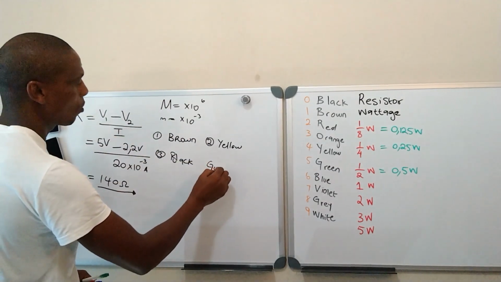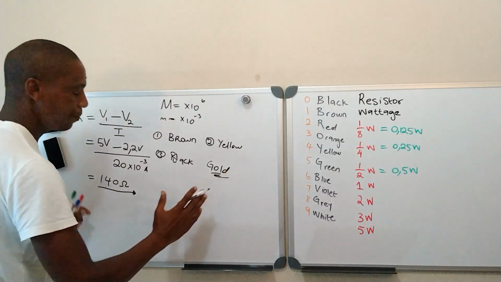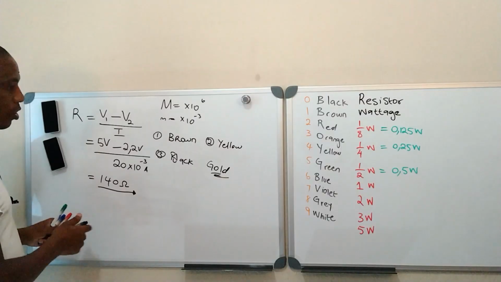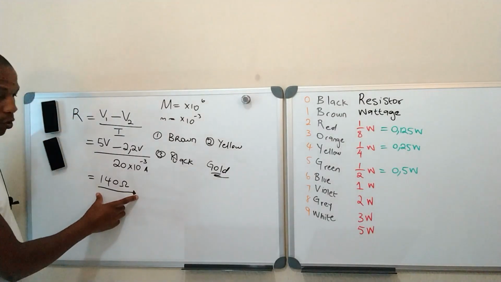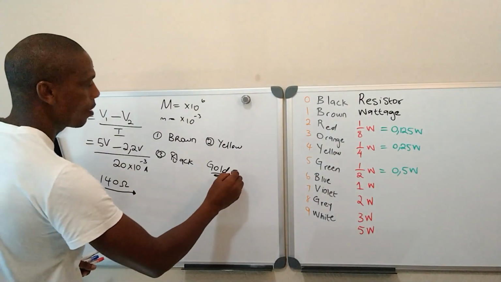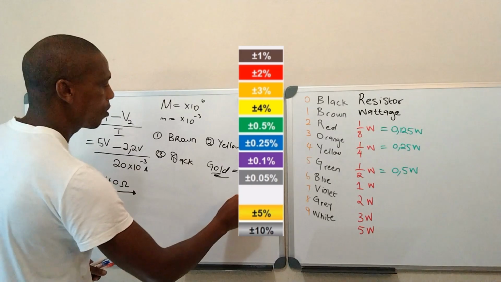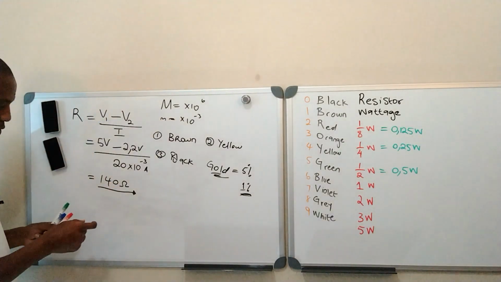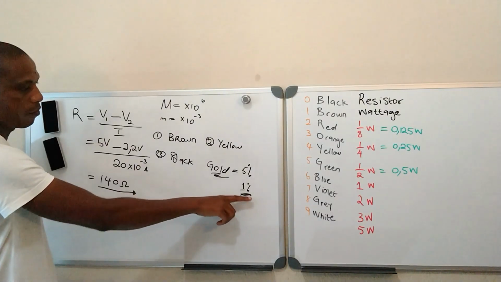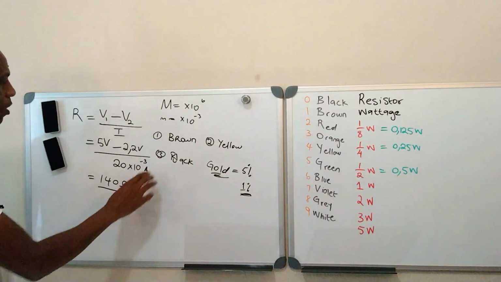Gold. It won't always be gold. It also depends on the purpose of a resistor. Remember that gold has a wide tolerance. So it will depend on where this resistor is going to be used, how sensitive the circuit is. Gold is 5%. There's another one that is 1%, we'll have to check that color. If the circuit is too sensitive, we're going to use a resistor with 1% tolerance. But if it's not too sensitive, we can use the one with 5% tolerance. Yes, sir. Now we know the colors.